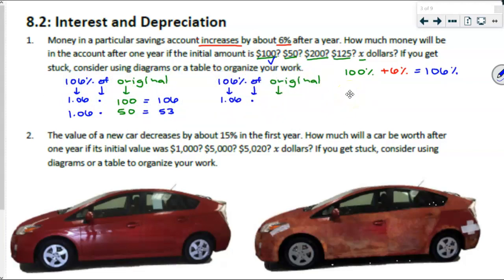106% of the original, so that's 1.06 times. Let's move on to the next one. Oh, I did 50. Let's move on to the next one. The next one is 200. So 1.06 times 200 is equal to what, Michael?